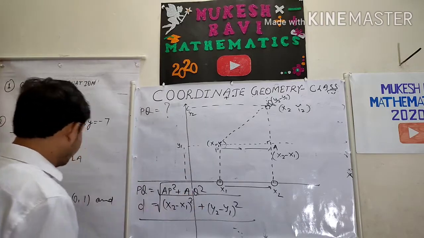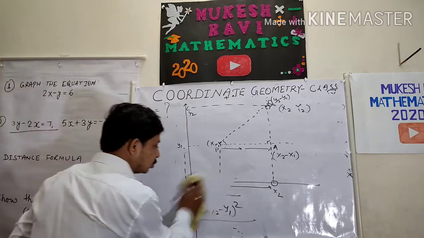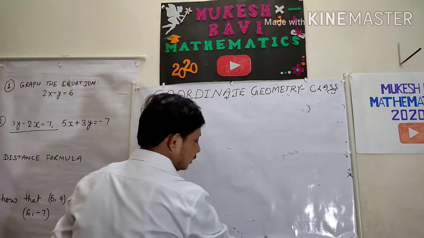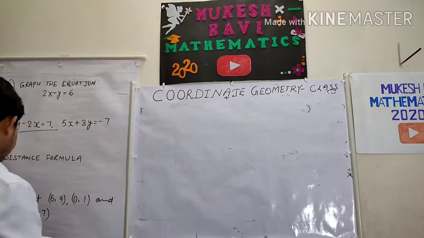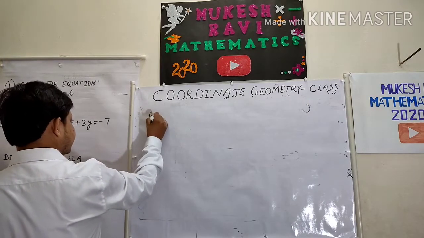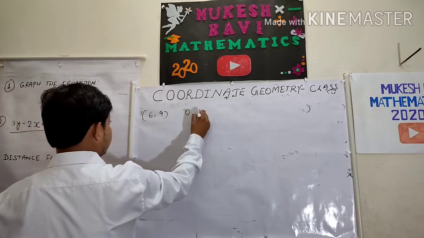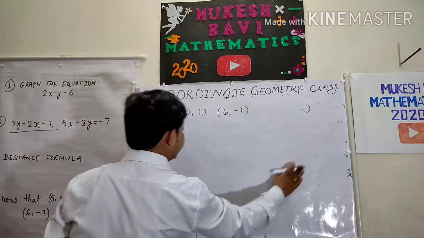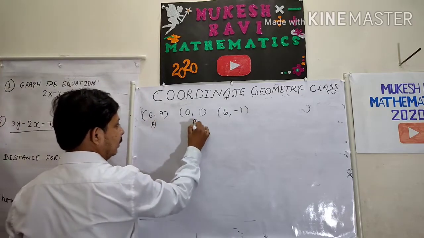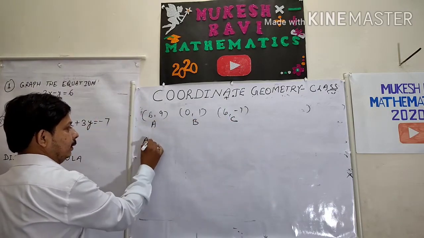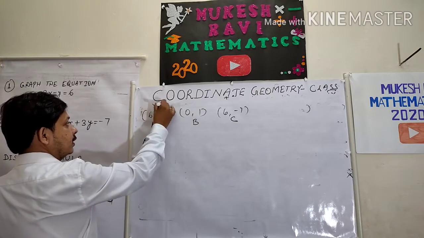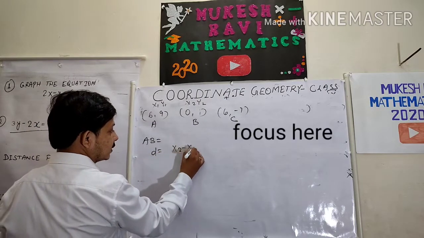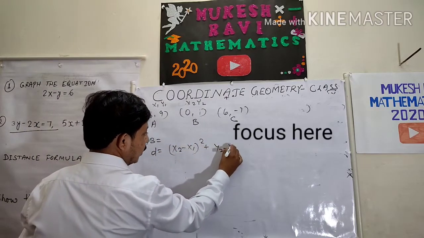Now regarding this, we have too many questions to solve. One question is find the distance. I am not going to waste my time. Use the points and find. Sometimes it is like this: (6, 9), (0, 1) and (6, -7). We have to find whether these 3 points are collinear. How? A, B, C. We will find the distance of AB. Now this will revise your x1 y1, x2 y2. So the distance formula, again I am writing: square root of x2 minus x1 whole square plus y2 minus y1 whole square.